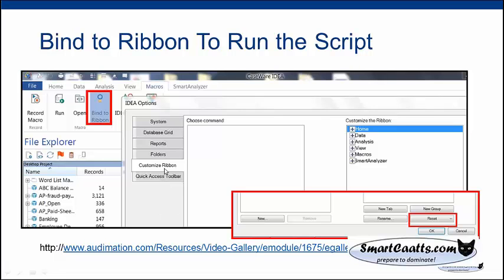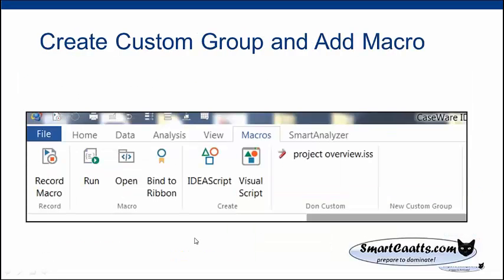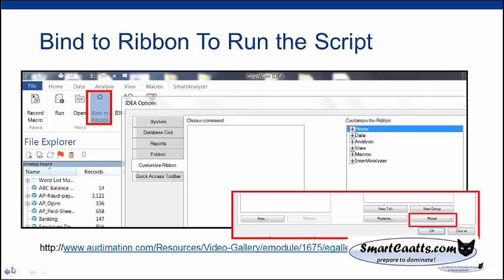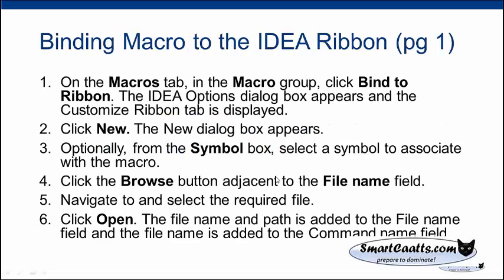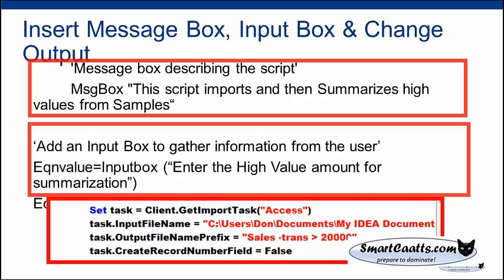So here, customize ribbon. So we're going to actually customize the ribbon. There's a whole function. If you don't know what you need, you can always hit the help button and it'll walk you right through it. So here's one I created, Don Custom and New Custom Group. So I put one up there following the rules. I can bind it to the ribbon, create a custom group. So here's step by step for those of you that don't want to hit the help button. I basically copied them right out. There's a lot of steps.